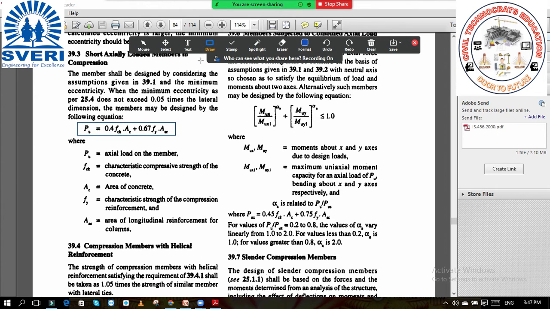The member shall be designed by considering the assumptions given in 39.1 and the minimum eccentricity. When the minimum eccentricity as per 25.4 does not exceed 0.05 times the lateral dimension, the member may be designed by the following equation.